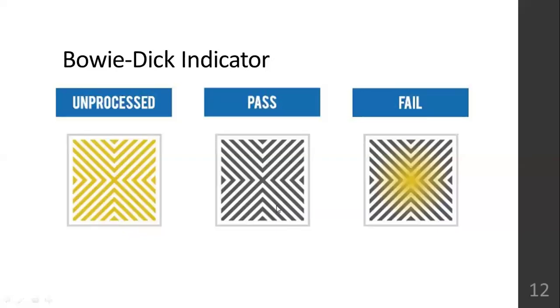Adequately, the articles have been sterilized. But if there are yellow patches like this, a patchy appearance on this Bowie-Dick indicator, it means the sterilization was not good, not adequate. Again, re-sterilization has to be done, or the device's maintenance has to be done. The autoclave has to undergo some form of maintenance.